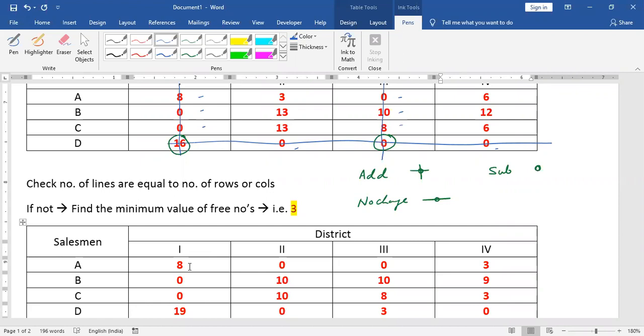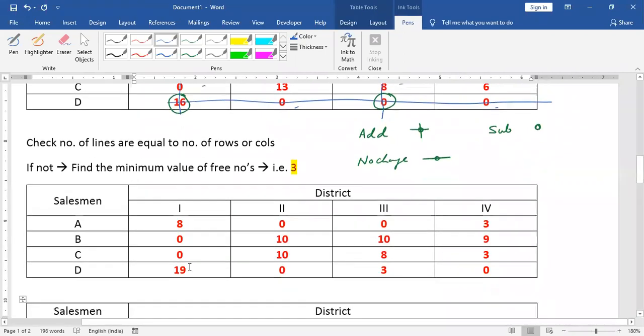So what we have done is apply the operation because the number of lines is not equal to the number of rows and columns. Again we will draw lines, the minimum number of lines to cover all the zeros. So I'll draw this line, one line. I can draw this line, that is 2 lines. And I will draw this line, that is 3. That means again with the help of 3 lines I covered all zeros, right?